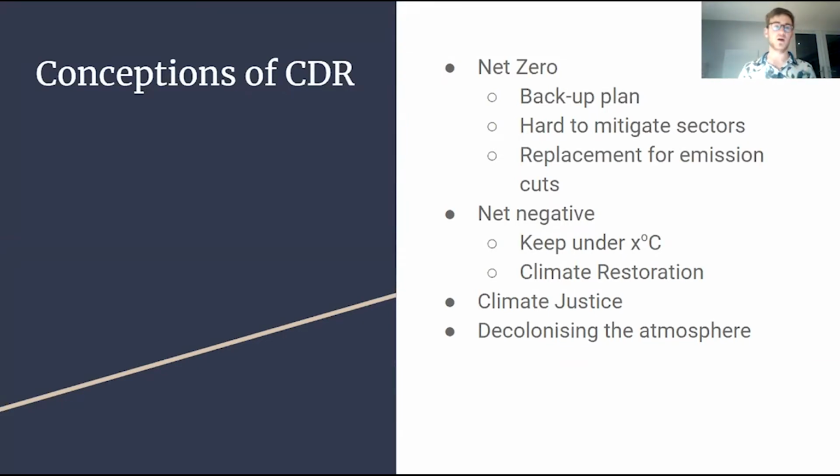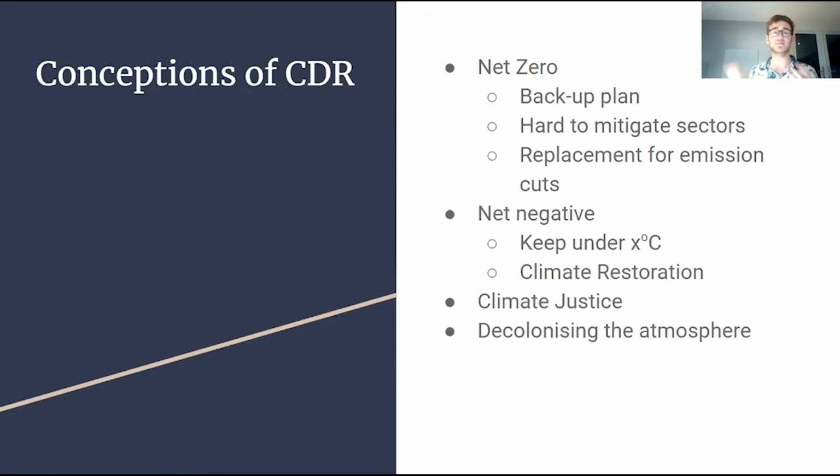And some people, but this is probably slightly more problematic, have proposed this as a replacement for cutting emissions, even in sectors that aren't hard to mitigate. A lot of companies in particular have proposed that's what we should do. Some people have proposed this as a net negative idea, because according to the IPCC, we can't keep under 1.5 degrees if we don't go net negative for a while and use carbon removal. So if you want to keep under 1.5 degrees, potentially even if you want to keep under 2 degrees, we're going to need to go net negative and use carbon removal.